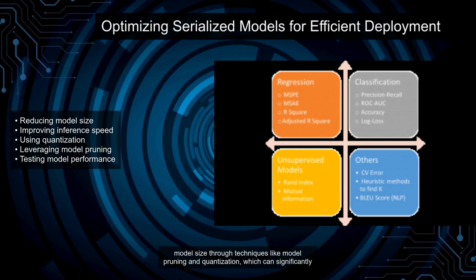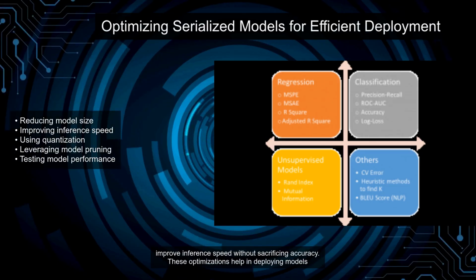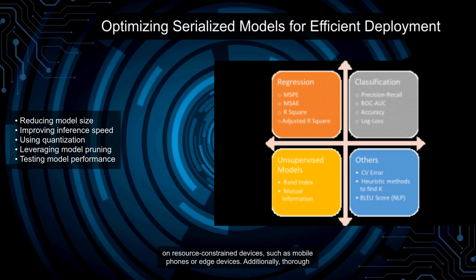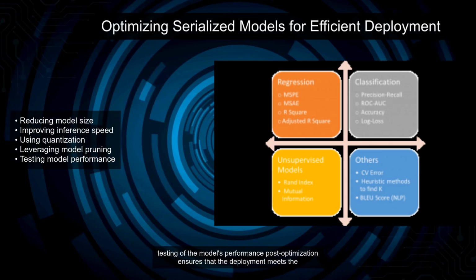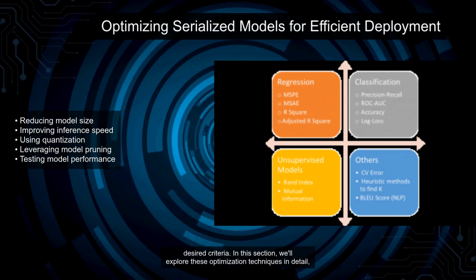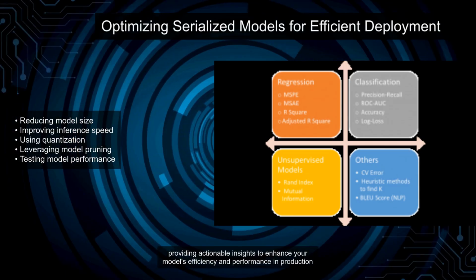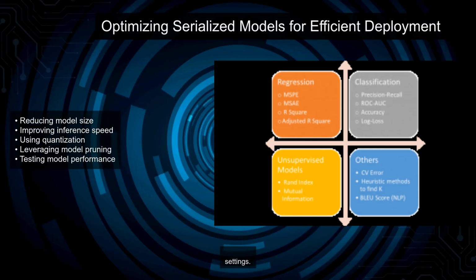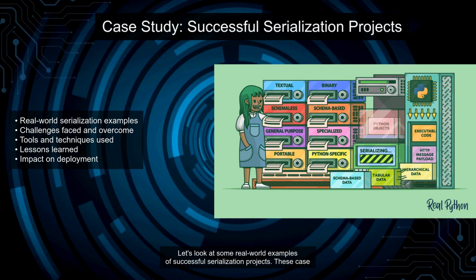Optimizing serialized models is crucial for effective deployment. Start by reducing the model size through techniques like model pruning and quantization, which can significantly improve inference speed without sacrificing accuracy. These optimizations help in deploying models on resource-constrained devices, such as mobile phones or edge devices. Additionally, thorough testing of the model's performance post-optimization ensures that the deployment meets the desired criteria. In this section, we'll explore these optimization techniques in detail, providing actionable insights to enhance your model's efficiency and performance in production settings.